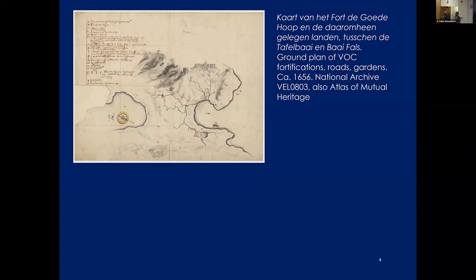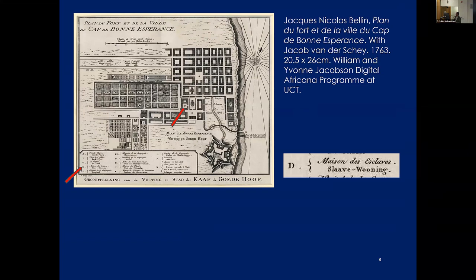And here we see what a difference a century makes. Here are the company's gardens in 1763. Here we have the company's gardens, various buildings that have been built thus far.